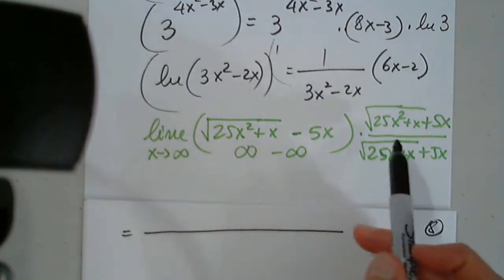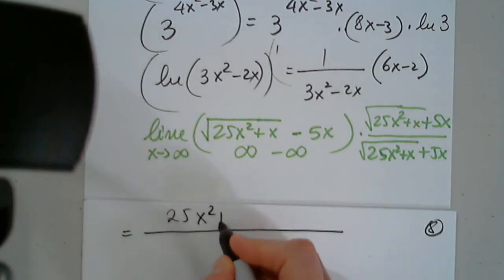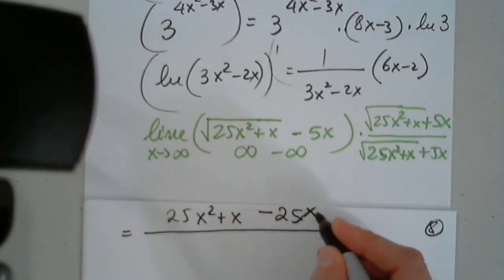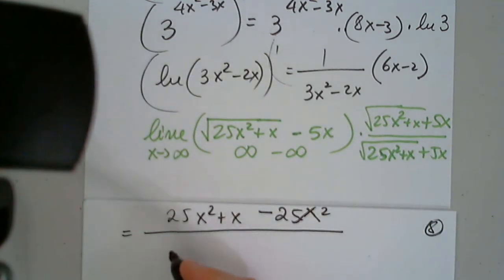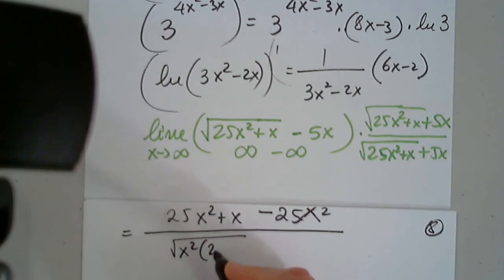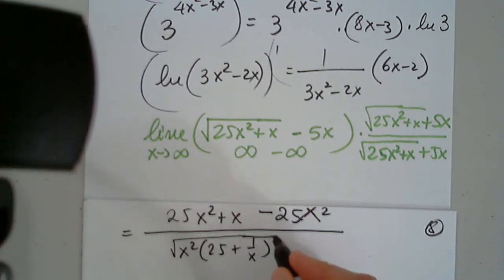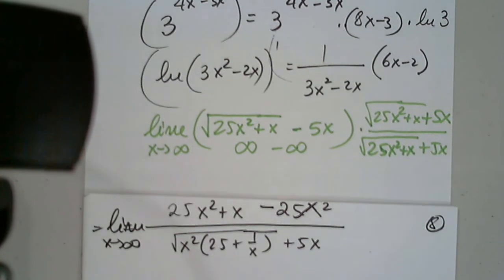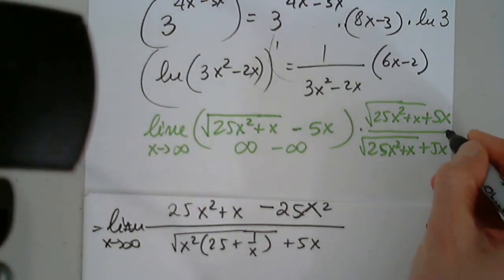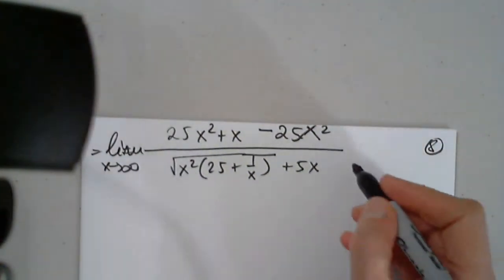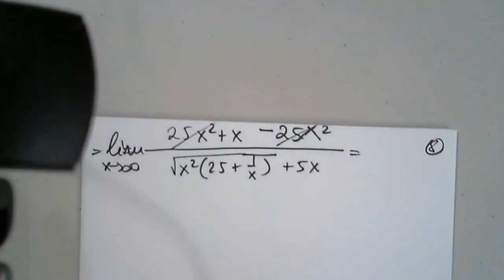So now I will multiply the tops, and I get 25x squared plus x minus 25x squared. And then the denominator is just the square root, and I will factor out x squared already. X squared, 25 plus 1 over x, and plus 5x. So do not ever drop the limit operator till the end. Okay, so these two go away.